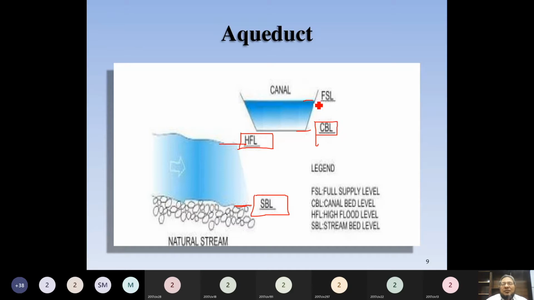तो इसलिए ये कौन सा level होगा? This is FSL, full supply level. Reservoir में full supply level नहीं होता, full reservoir में होता है high flood level. But in canals, it is full supply level.